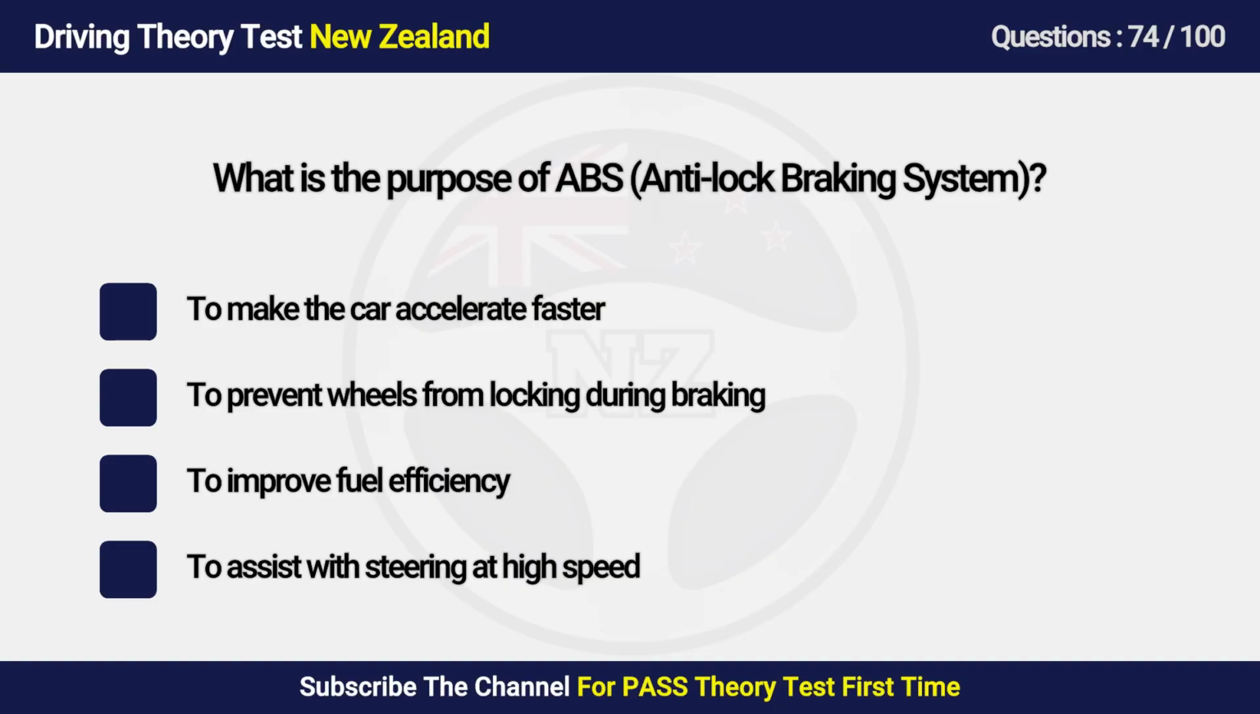Question 74. What is the purpose of the ABS braking system? A. To make the car accelerate faster. B. To prevent wheels from locking during braking. C. To improve fuel efficiency. D. To assist with steering at high speed.